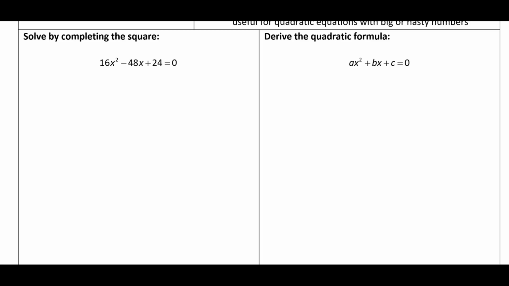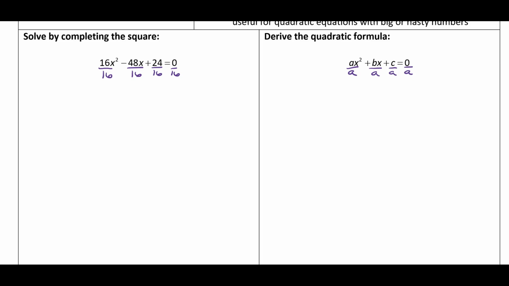The first thing we would do is divide everything by 16 because we want the x squared to have a 1 in front of it. This would be the same thing that we would do with our generic quadratic, ax squared plus bx plus c. So instead of dividing by 16, we're going to divide every single term by a. That's the number in front of x squared. That's the same thing we did with our numbers.